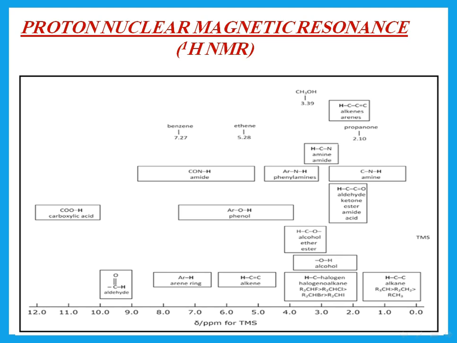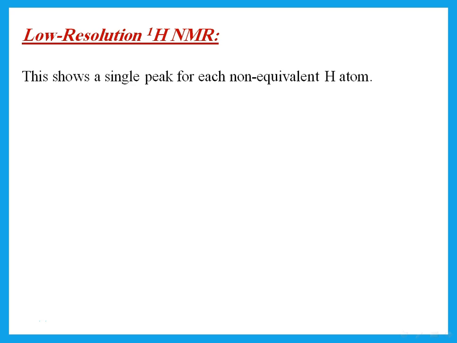Then the other kind of NMR is the proton NMR. So again, you will be given this list in the data booklet, and we're going to use this to determine the structure. But we have two types of proton NMR. We have something called a low resolution proton NMR, and there is a high resolution. So the low resolution NMR shows a single peak for each non-equivalent hydrogen atom. Remember, we're now talking about proton NMR, so we're looking at the hydrogen.